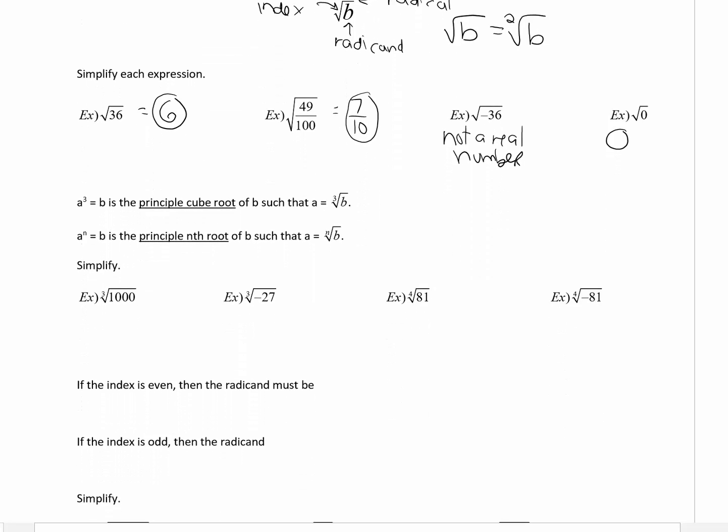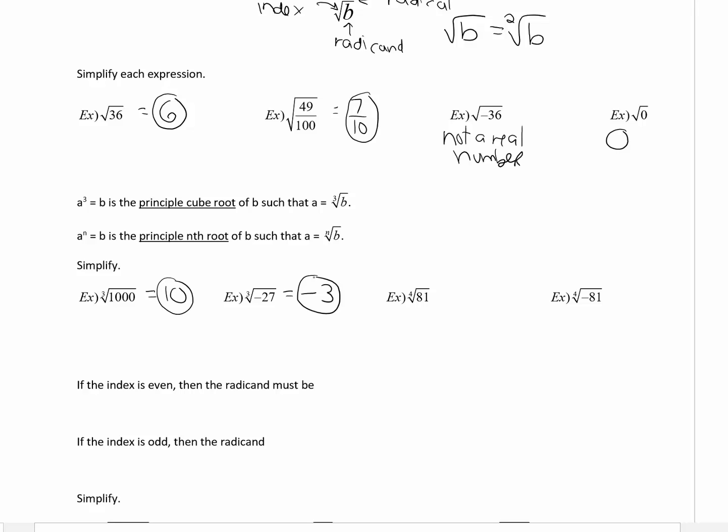Okay, so then let's simplify. So the cube root of 1,000. Well, 10 times 10 is 100 times 10 is 1,000. So the cube root of 1,000 is 10. Cube root of negative 27. Well, negative 3 times negative 3 is 9. Times negative 3 is negative 27. So here we have negative 3.